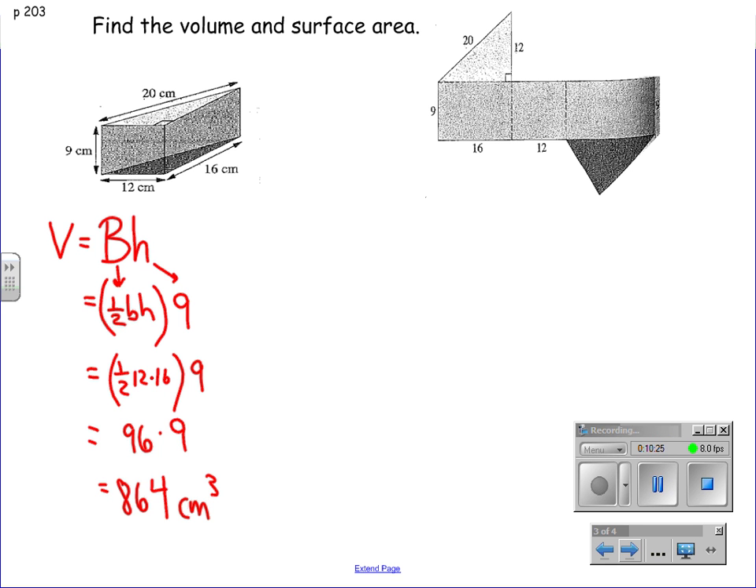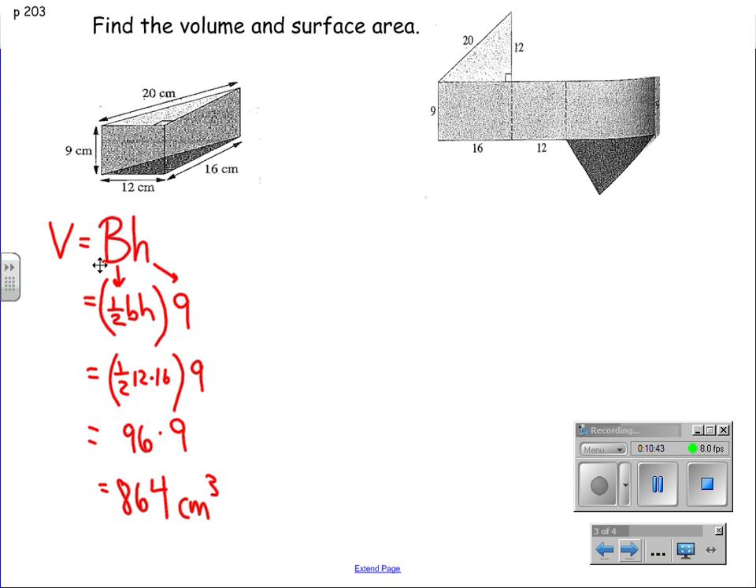Okay, we have to look at the surface area now. Surface area is the outer covering. You had practice with it yesterday. So, can anyone see what this is? What is this picture of? It's that, but unfolded. It's unfolded, right?